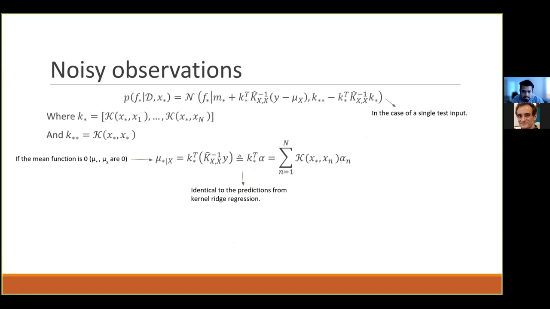And here we are seeing a further explanation, which is hard to understand. We have this function that is expanded further. Now if we assume that the mean is zero, that is, mu star and mu x are zero, in that case this function simplifies to the last equation. And this last equation is identical to the kernel regression that we saw in the previous chapter.